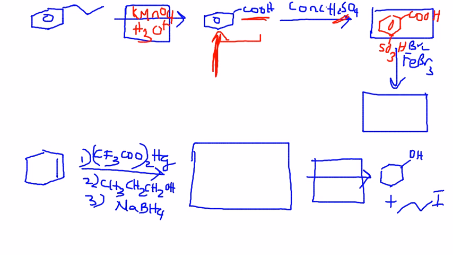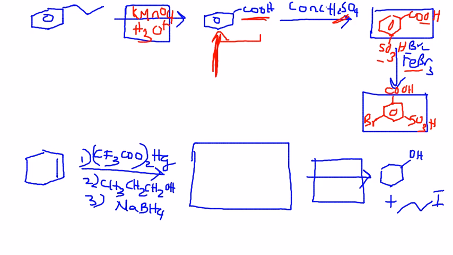Okay. Now you subject that to bromination with FeBr3. Both of these are meta directors, so your incoming Br is going to go at the only other meta position that is available, and so that's the one sole product. You're going to end up with the structure right here.